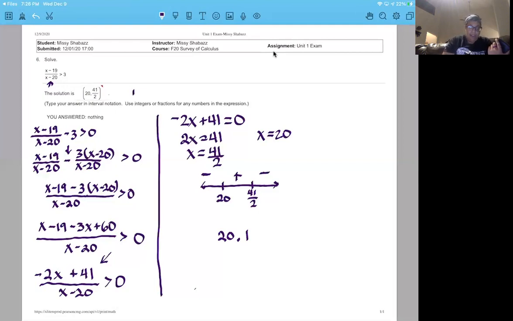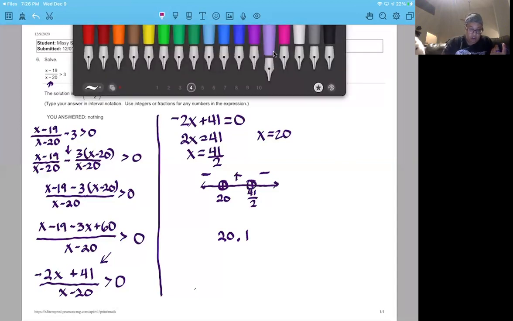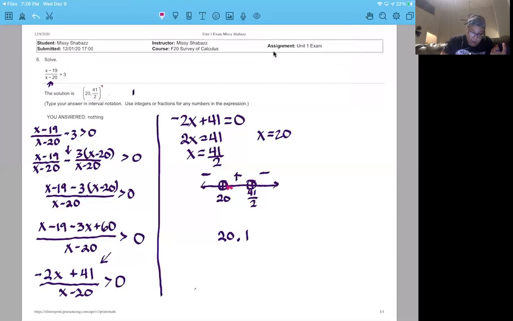Now I have a greater than sign, so I want things that are positive. I know I can't equal 20, and I don't have greater than or equal to, so both of these are going to be open circles. I want things that are greater than, which means positive. So the things that are positive are between 20 and 41 over 2.